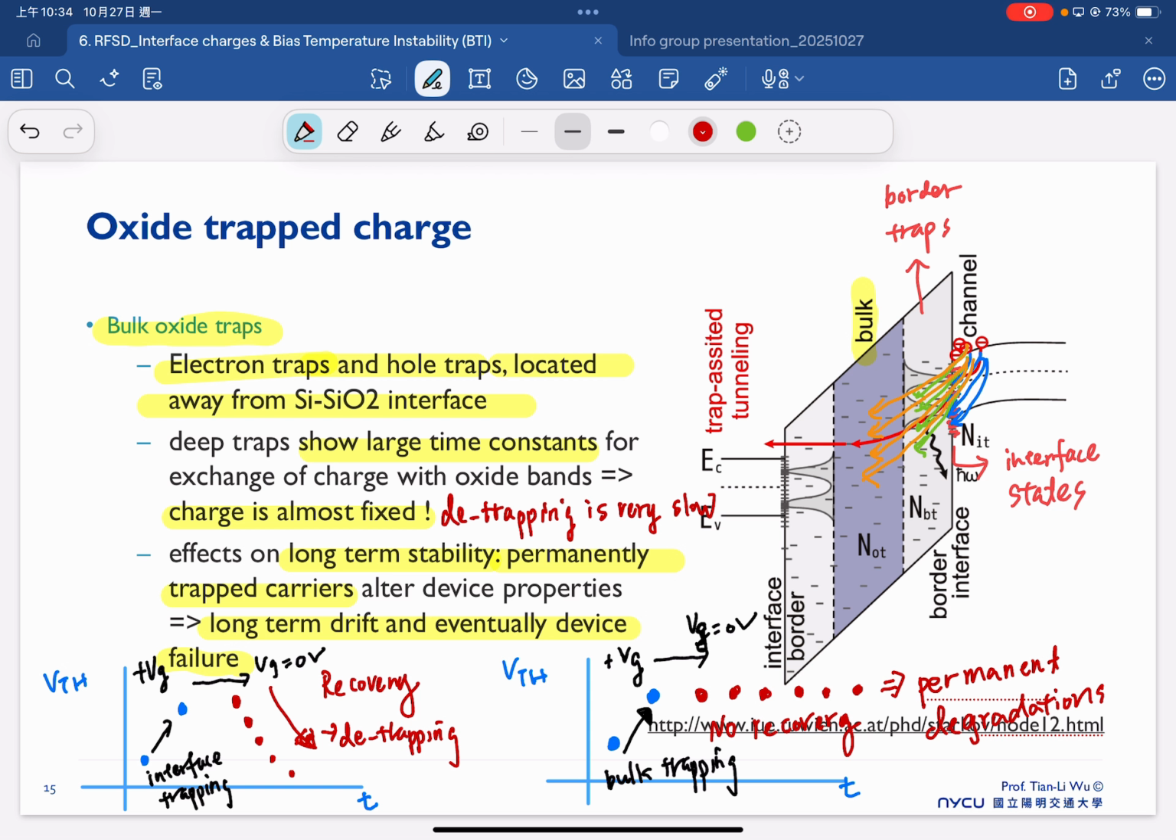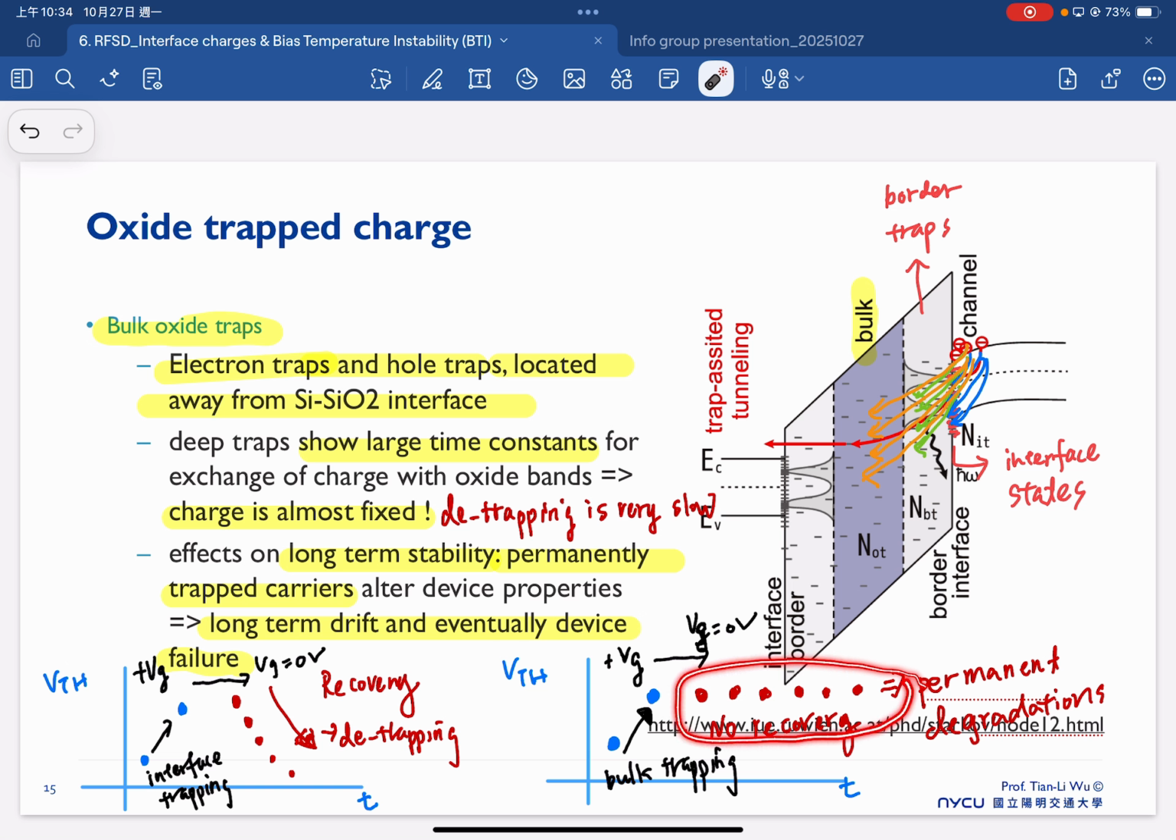So that's why this text means that this will affect our long-term stability. That's called a permanently trapped charge, and that will have a long-term drift and eventually device failure. You can see now the threshold voltage is always fixed here and recovery is not possible. That's a pretty important implication if we have electrons trapped by the bulk oxide traps.